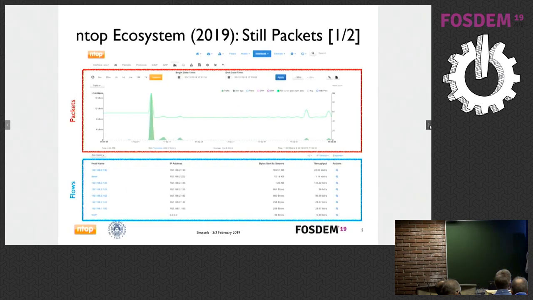If you're talking about 2019, you go to GitHub, you download ntopng, the successor of ntop, the next generation. You will see a graph like this. You will see that there is a peak. You will see that there is probably an anomaly here. And you will see that packets are still first citizens. This morning, until now, we talked about packets. XDP, DPDK, and so on. Packets, packets, packets.